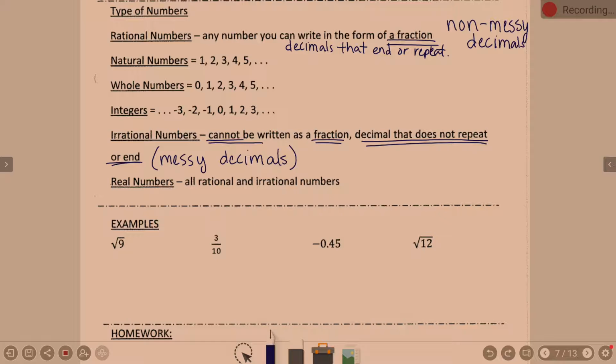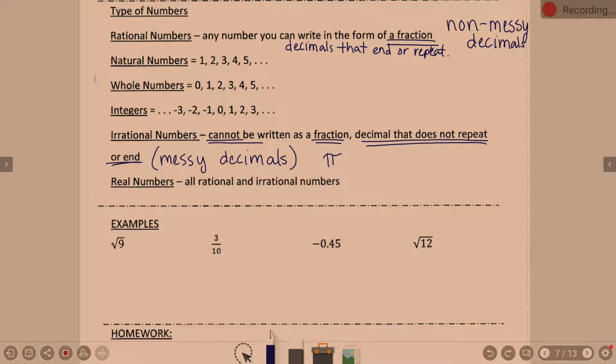Messy decimals, as in if you have a decimal, we talked about pi, didn't we? What is pi? We use 3.14, but you also know that it never ends. 3.14, and so on, keeps going on forever. If you look it up, there's a list of other numbers and it goes on forever. And then lastly, real numbers: all rational and irrational numbers. So all of these numbers we just talked about are real.